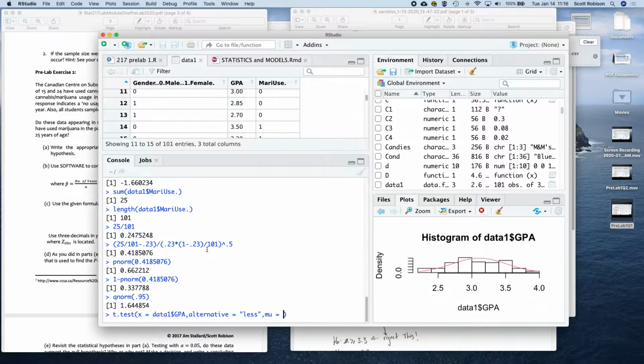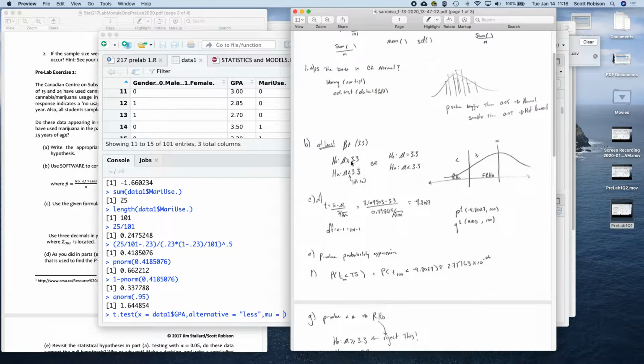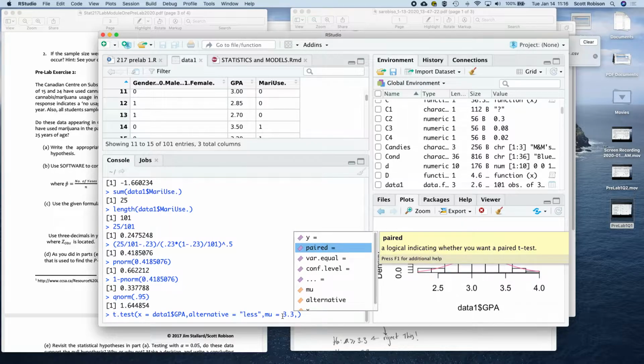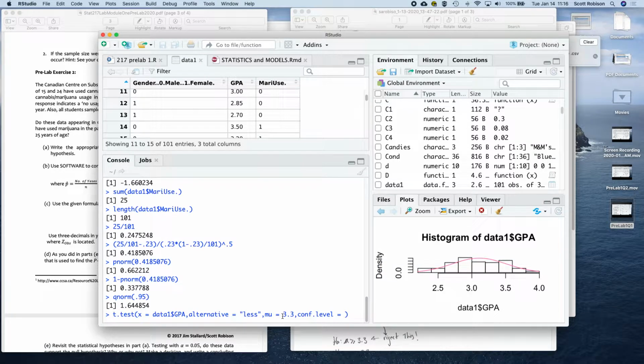Here, mu is where you tell the computer the hypothesized value. So here, this would be 3.3. This we'll talk a little later about in the course. And here, confidence level. This is where you can tell the computer what your confidence level and therefore what your level of significance is. So confidence level is 95 when the significance level or alpha is 5%. So if alpha is 5%, then 1 minus alpha, or the confidence level, is 95%.